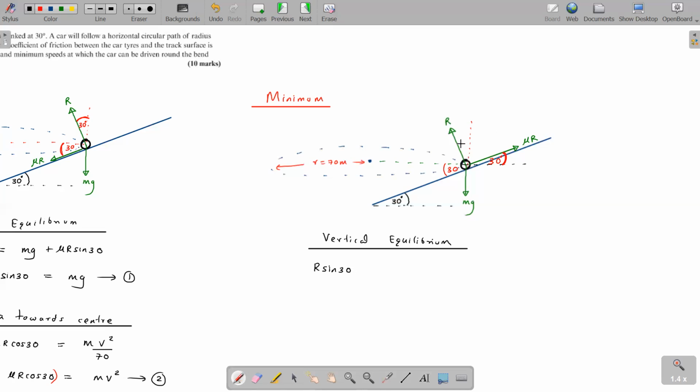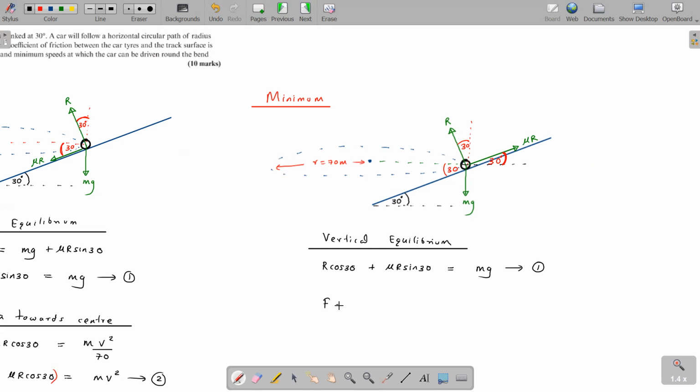Sorry, this is not R sine 30, right? So the 30 degree comes here as well. So this is going to be R cos 30. R cos 30 plus mu R sine 30. Guys, can you see? R cos 30 and mu R sine 30 away from me, equals mg. So this is the first equation: R cos 30 plus mu R sine 30 is equal to mg.